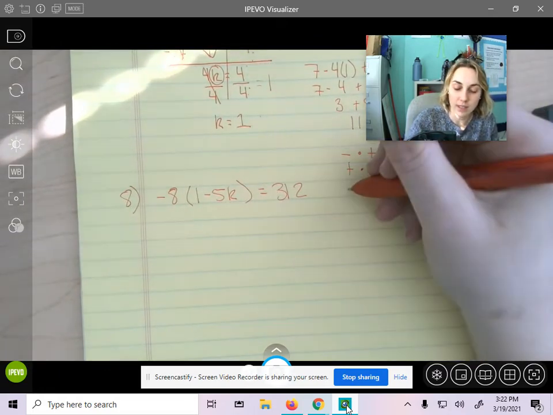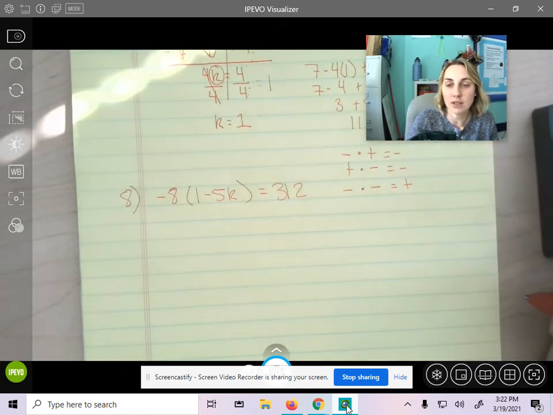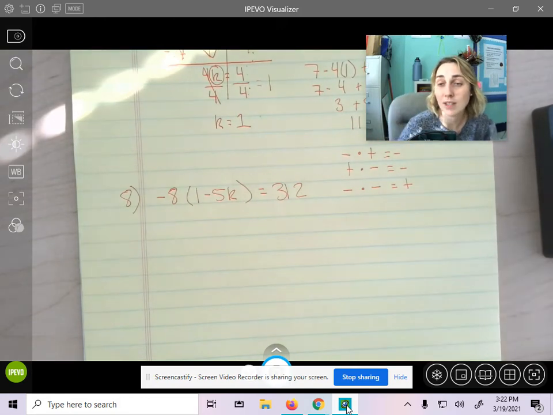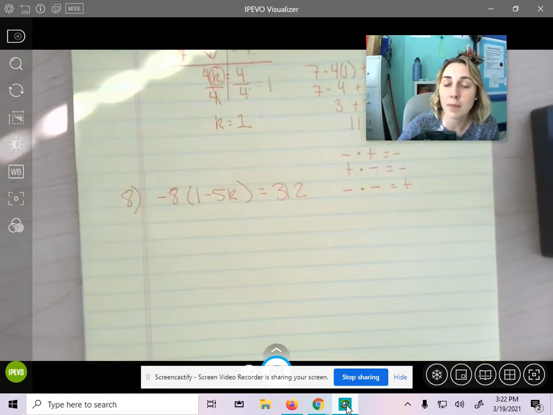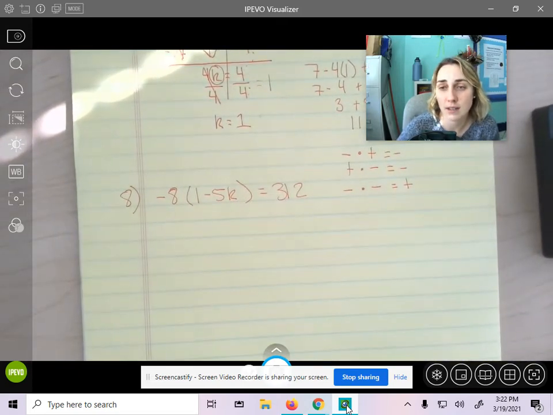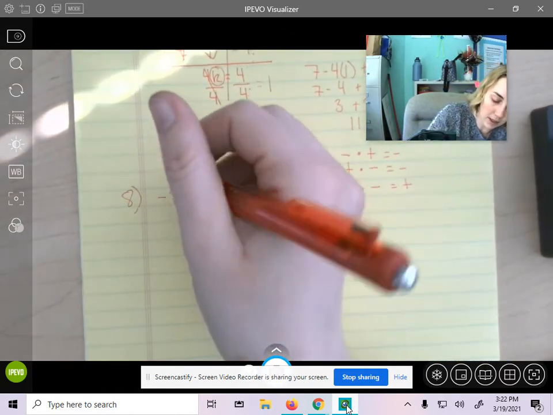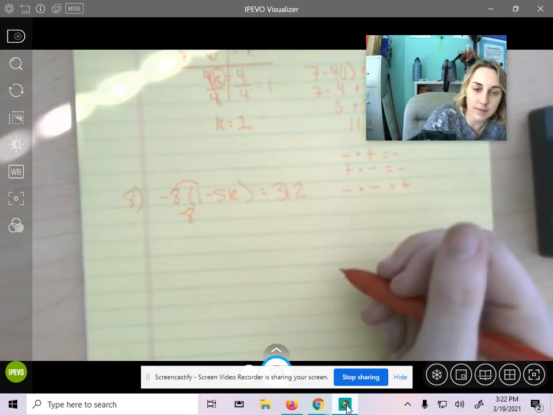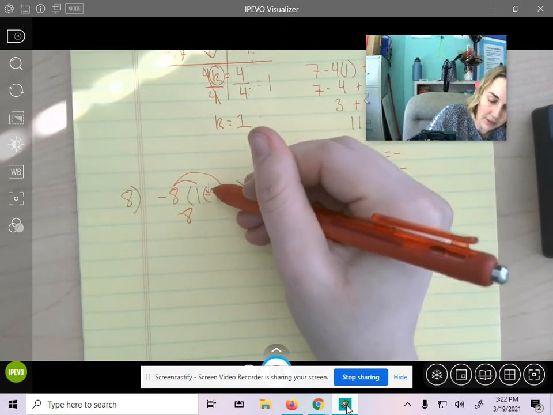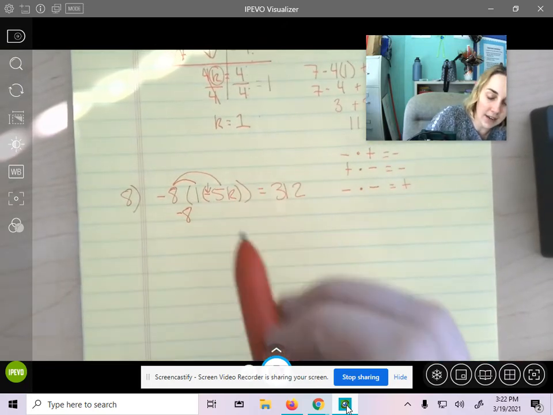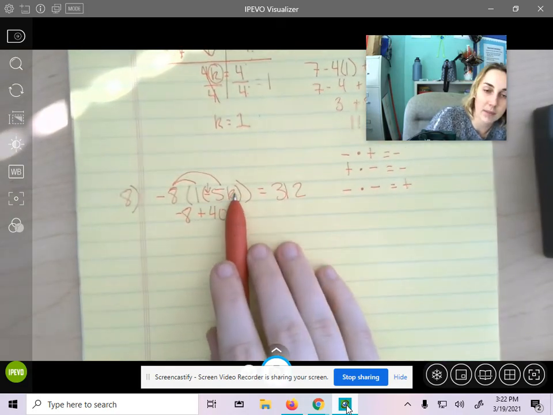But be very careful whenever you're doing this. Remember, a negative times a negative will always give you a positive answer, and of course, a positive times a positive is going to give you a positive answer. So make sure you know these rules whenever you're using the distributive property because they are crucial to getting the correct answer. So negative 8 times a positive 1 is going to be negative 8. Now, a negative 8 times a negative 5, we're taking that operation in front of it, is going to give us a positive 40k, because we got to bring that variable down.